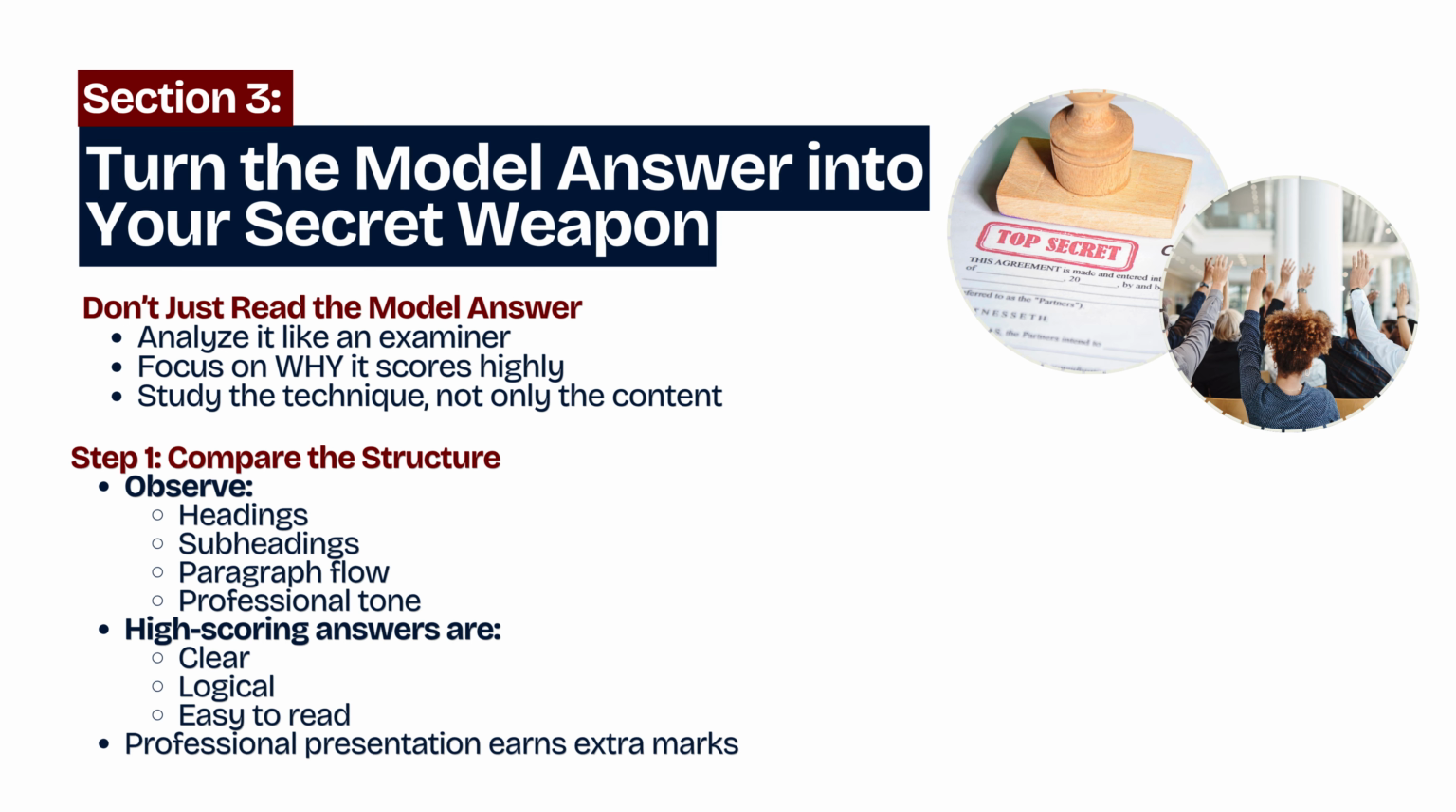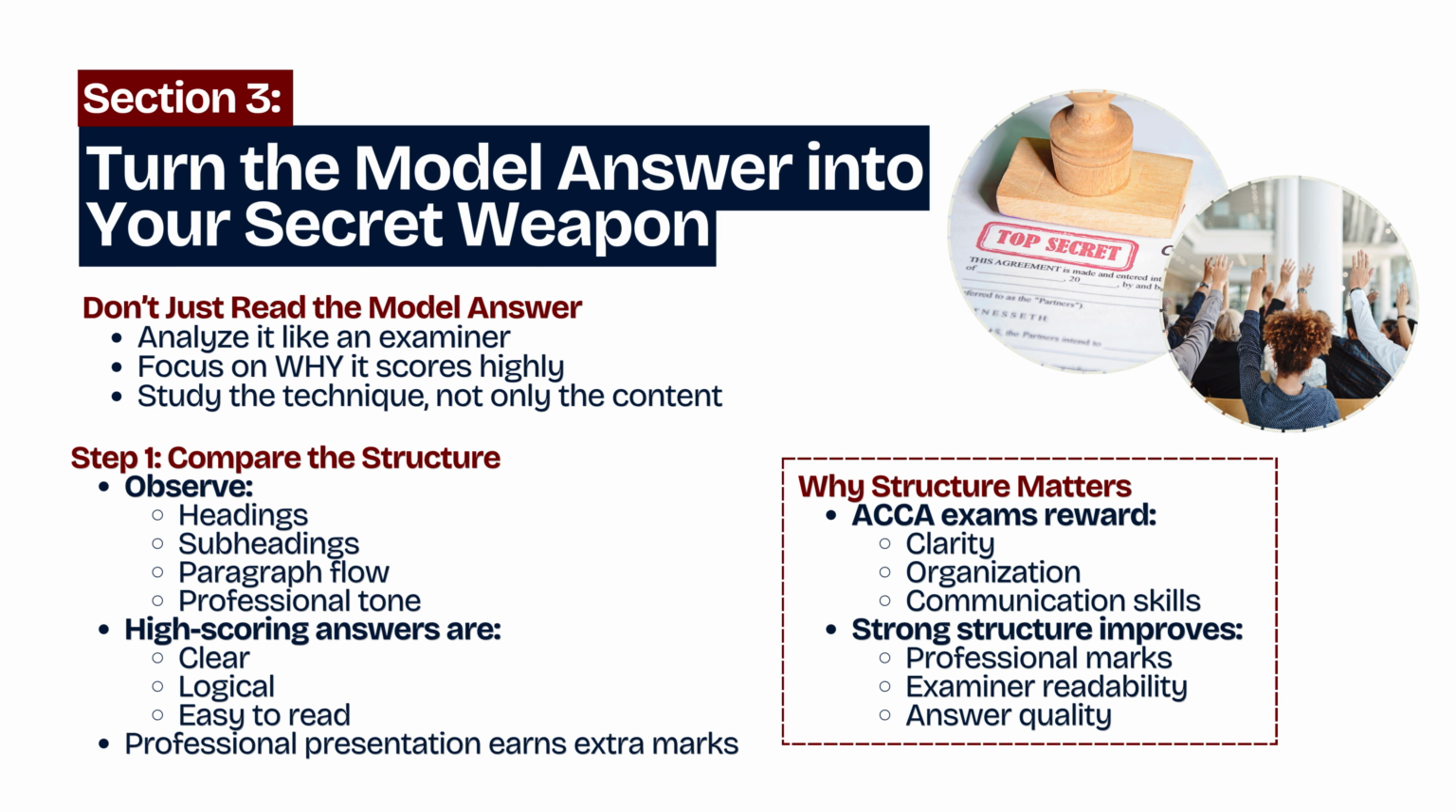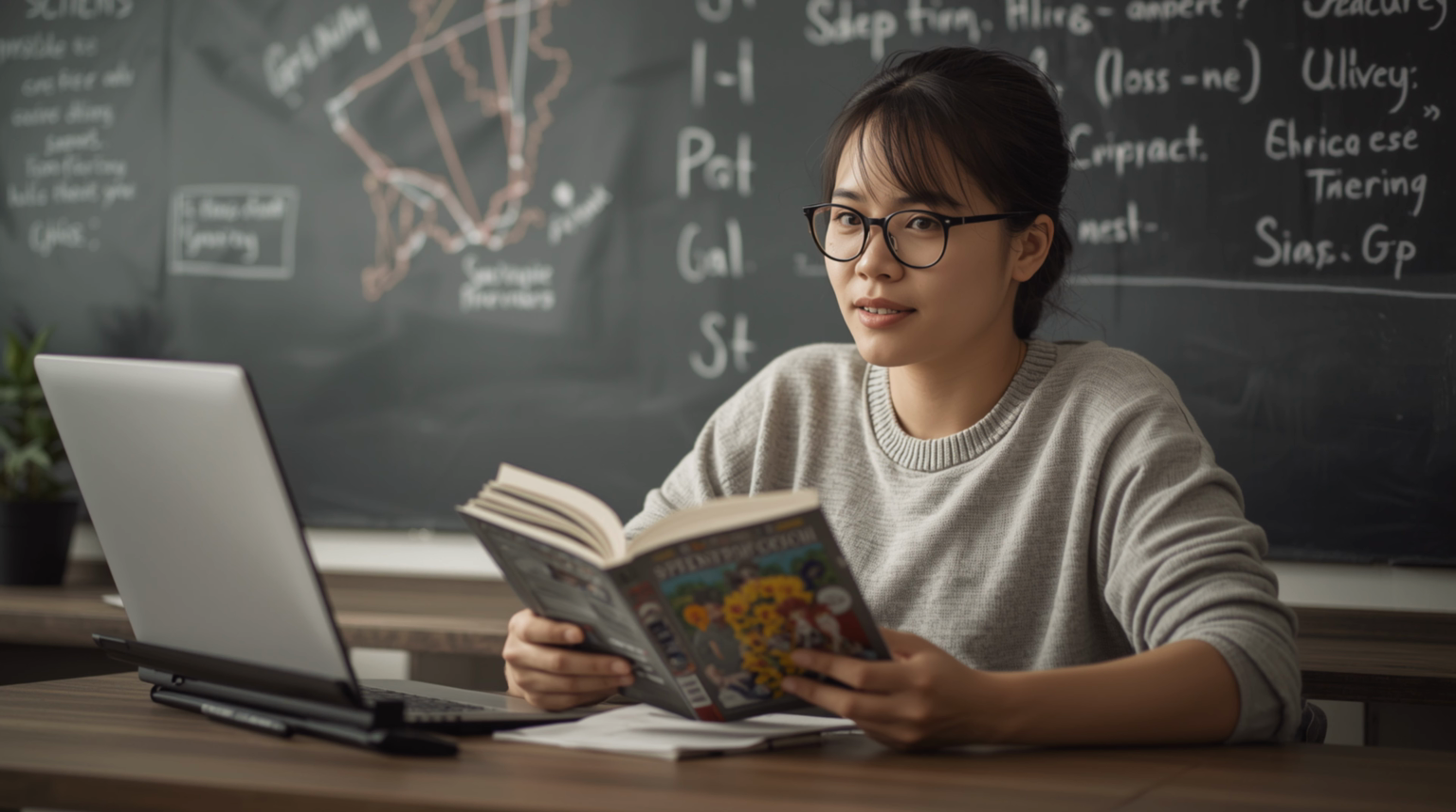First, compare the structure, not just the content. Look at how the sample answer is organized. Notice the use of headings, subheadings, and short, clear paragraphs. See the professional tone? For many of the applied skills and especially the strategic professional exams, marks are awarded for presentation and clarity. The model answer shows you exactly what a high-scoring answer looks like. It's not just about listing facts, it's about presenting a logical argument. Ask yourself, does my answer flow this well? Is it this easy to read? That insight alone can help you pick up vital professional skills marks.